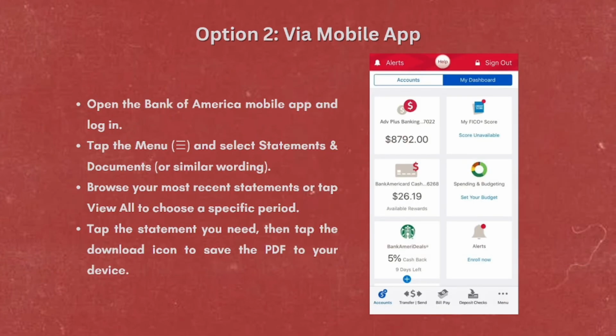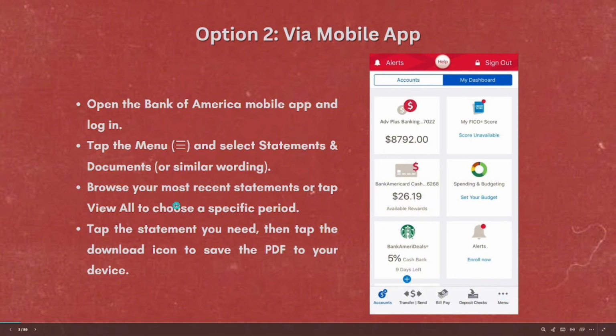Now for the option number two, which is via mobile application, just open your Bank of America mobile application and then log in. Then tap the three horizontal lines and select statement and documents or similar wording. So it depends on the version that you have. Actually, it's three dots in here, but for others, you will see it as three horizontal lines. So it depends on the version that you have, but it's either of the two here.